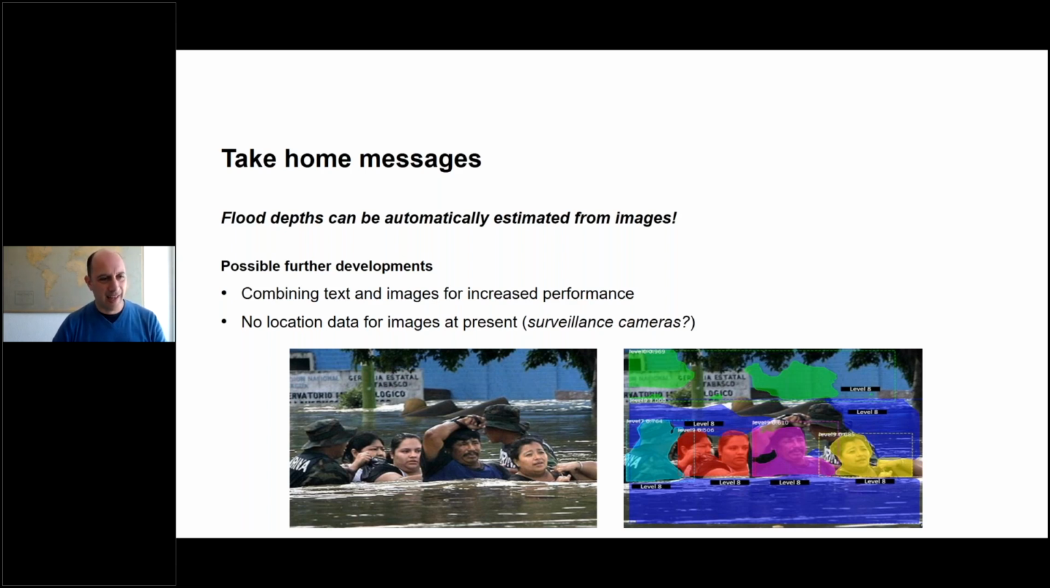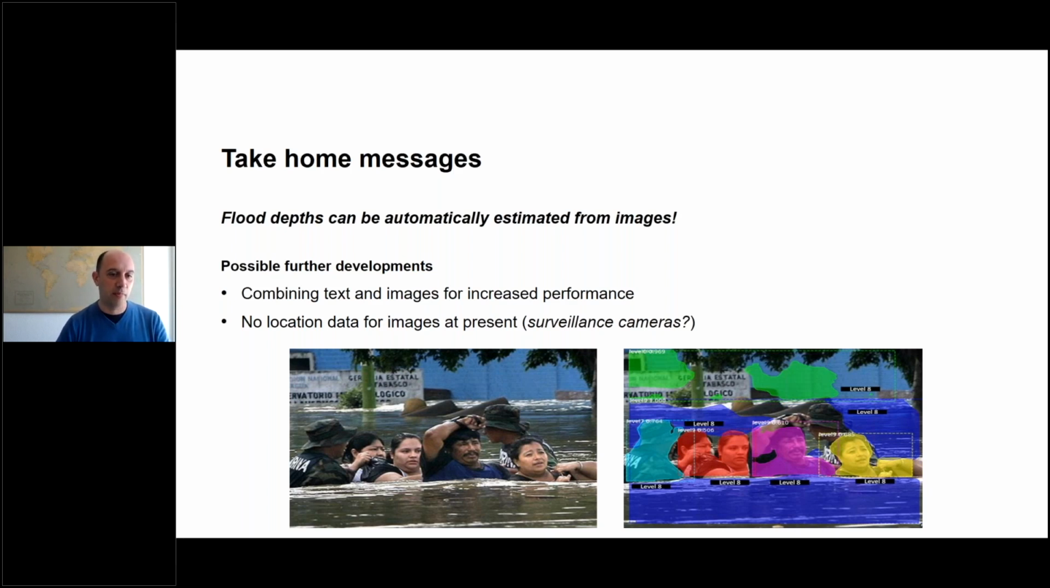So, for example, combining text and images for increased performance. Usually when people post these images, they write something along with the images, and we can also try to make use of this information, as well as other studies looking into using this text in social media to really understand the severity of floods. One of the problems when we use these images is that most of them don't have location data, although most of the phones and cameras nowadays add the X and Y coordinates into the metadata of the photos, but social media platforms remove this, for security reasons or otherwise.